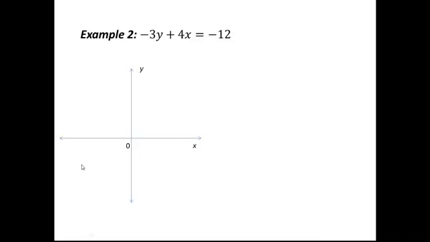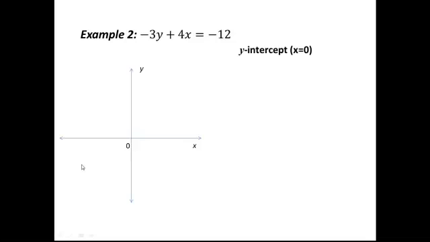Let's try one more example. So this one you can go ahead and try on your own. It's a good idea to follow the steps from before. If you're not quite confident enough yet, you can follow along with me. Okay, so we've got the equation negative 3y plus 4x is equal to negative 12.